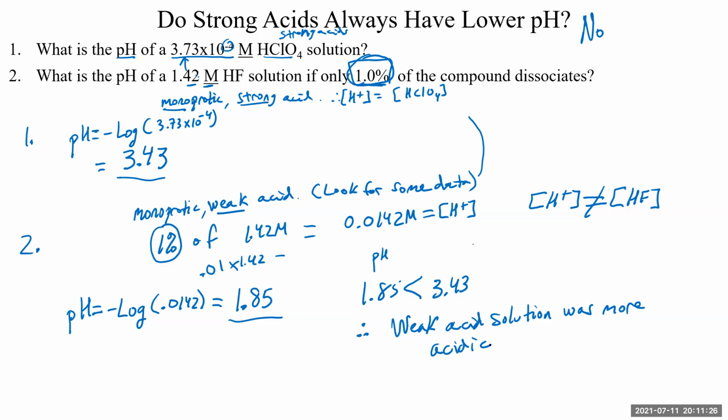My point in general is this: don't judge a solution by the solute, by whether it's a strong or weak acid or base. Don't judge it by that. You have to measure the concentrations and then do the math. You can't make a priori assumptions, meaning you can't make assumptions without actually investigating.